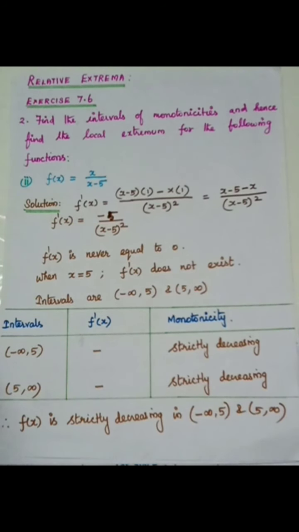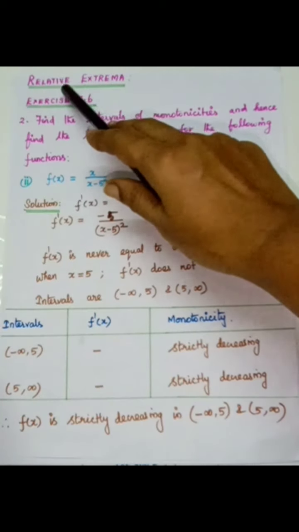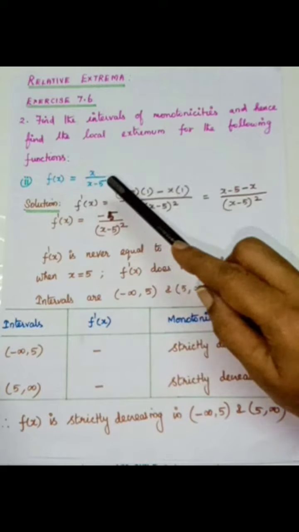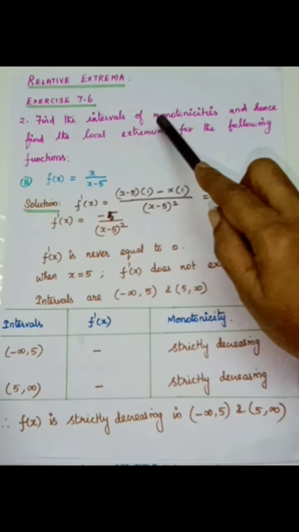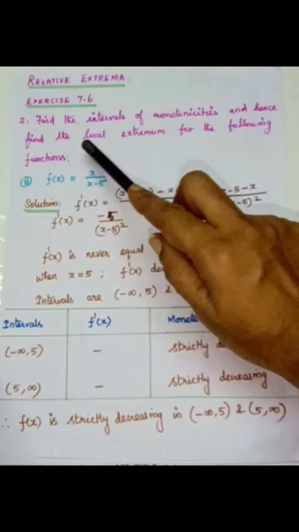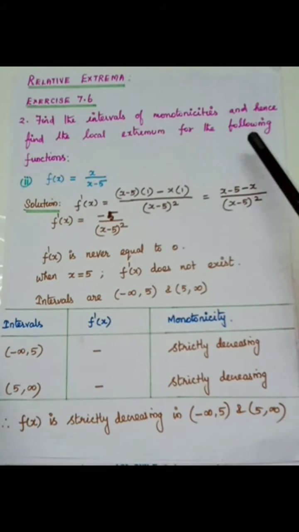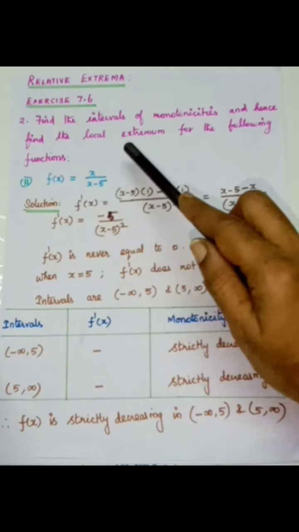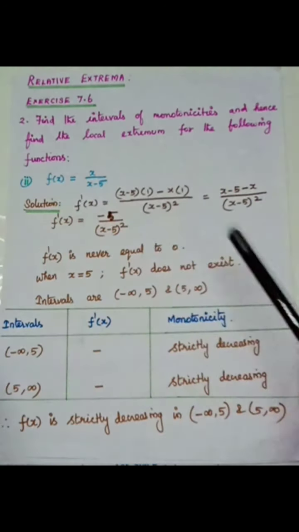Good morning, students. Relative extrema, exercise 7.6, second problem. Find the intervals of monotonicity and hence find the local extremum for the following functions. Okay, f of x is equal to x by x minus 5.